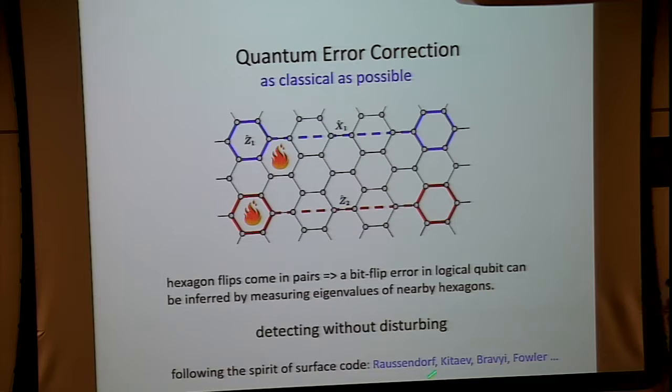Basically, we detect the errors without actually measuring the logical qubit itself. Because the logical qubit is encoded in a highly entangled state of many physical qubits, and because this particular Z2 topological order guarantees that the anyon excitations come in pairs, we just monitor regions near this logical qubit, and every time we find an odd number of excitations, we know that an error has occurred. Yes?